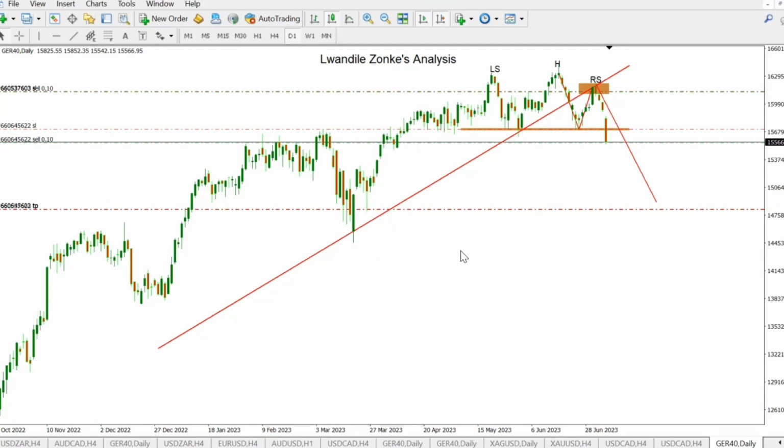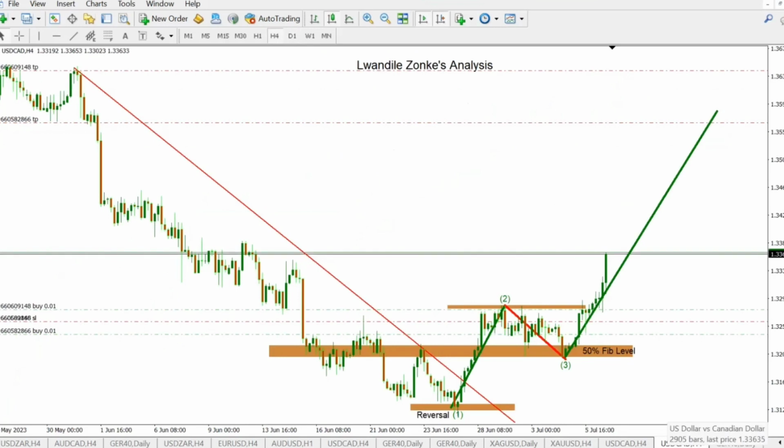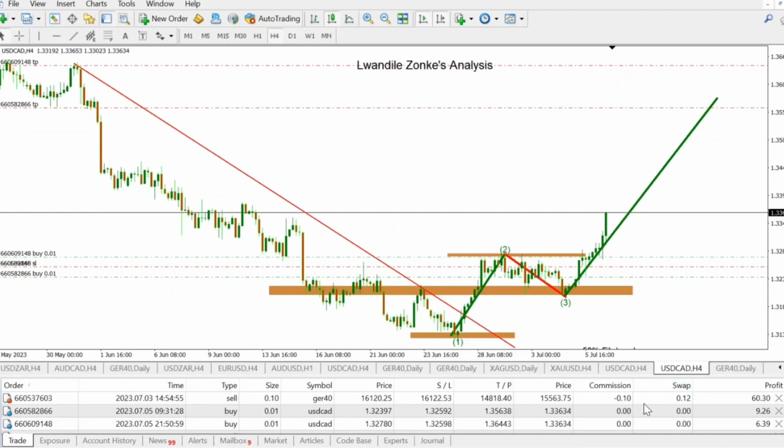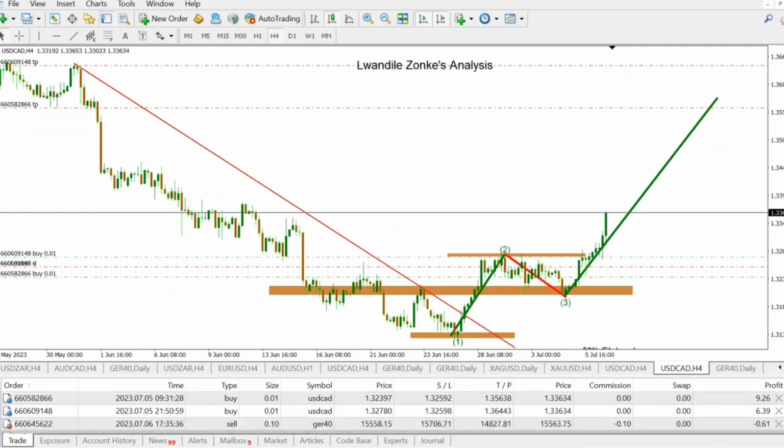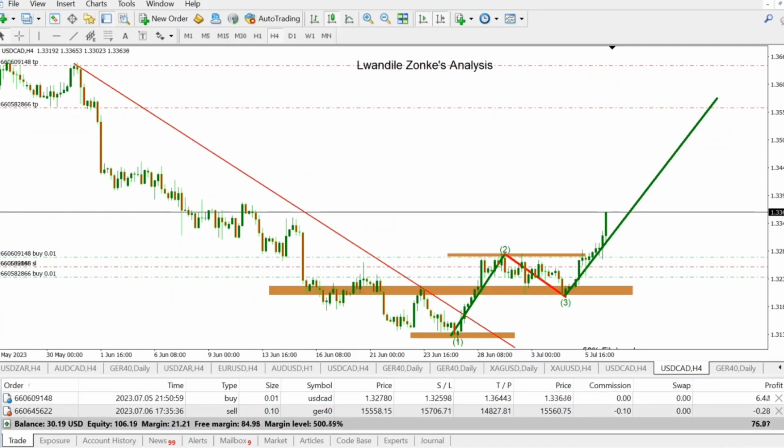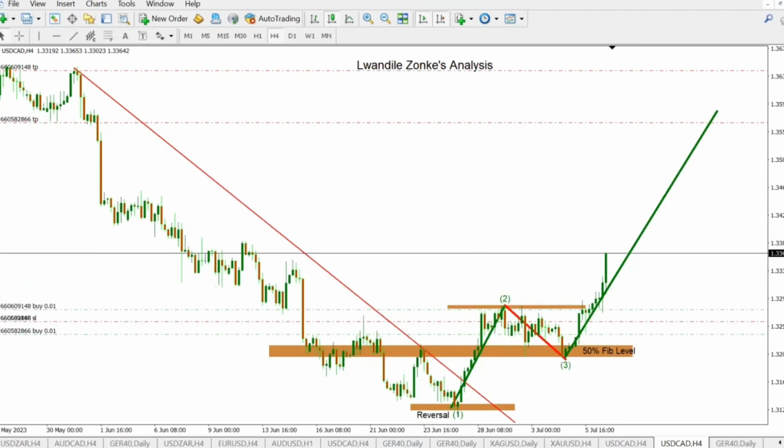So that's DEX. The next one was USD CAD. As you can see right here, I've got German 40, which is DEX, and I've got USD CAD. I'm holding like $9 on the first position. As you can see, I entered with 0.01, and on my second entry, when I scaled in, I'm holding like $6.44. And this is the entry that I just entered now, the fourth one, which was scaling in on DEX.